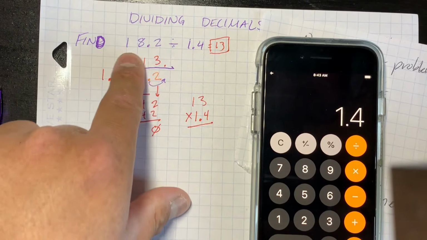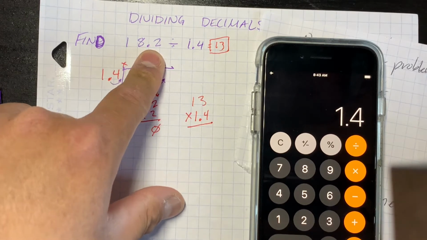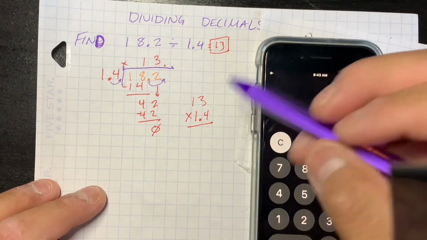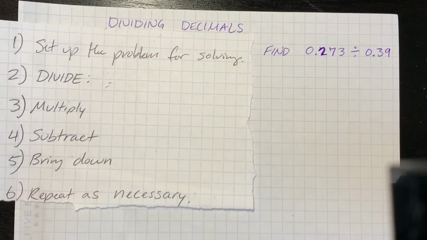Now we should get 18 and 2/10. And if we get that, we're correct. 18 and 2/10, we are correct. So it checks. All right, for the other problem, again, I do encourage you guys to pause the video and solve it. So let's try this out.